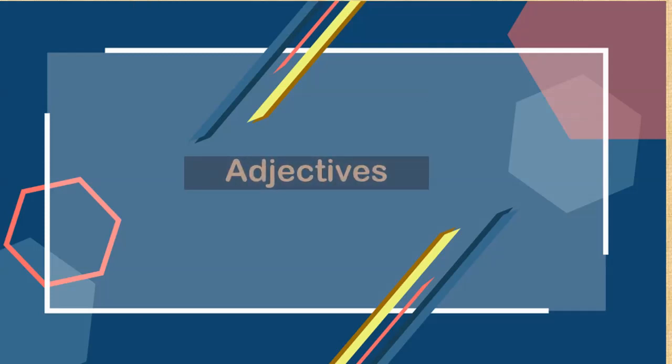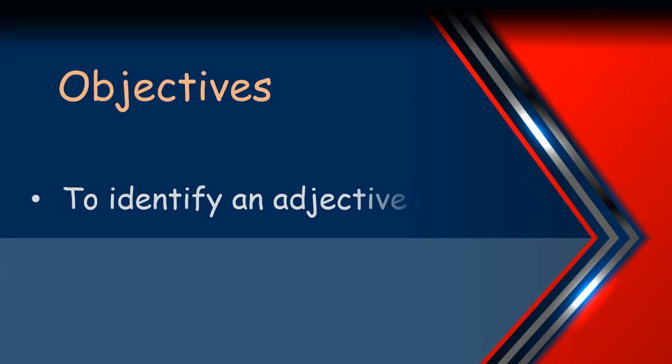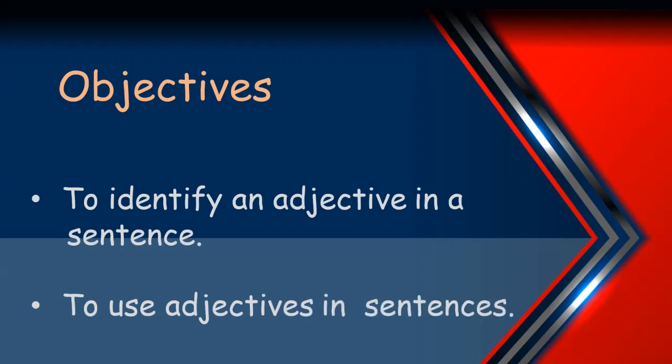Do you have any idea what we are going to learn today? We are going to learn adjectives. Objectives: to identify an adjective in a sentence, and to use adjectives in sentences. Do you know what adjectives are? Good. Let us learn more.